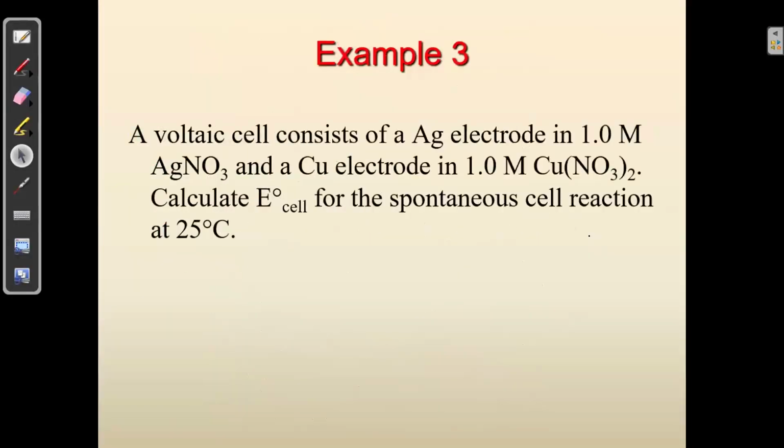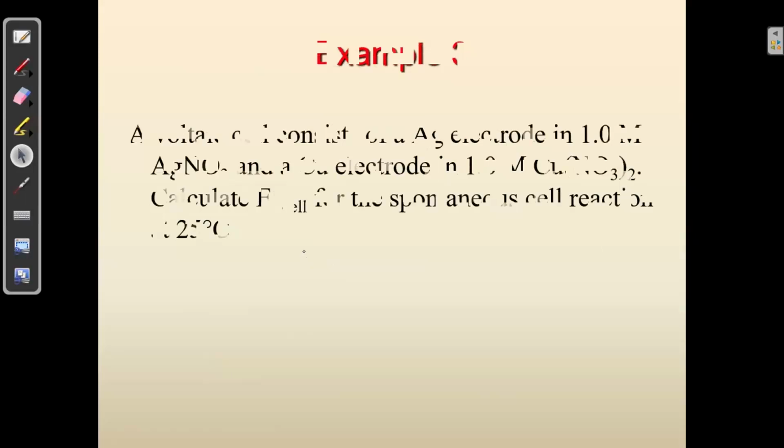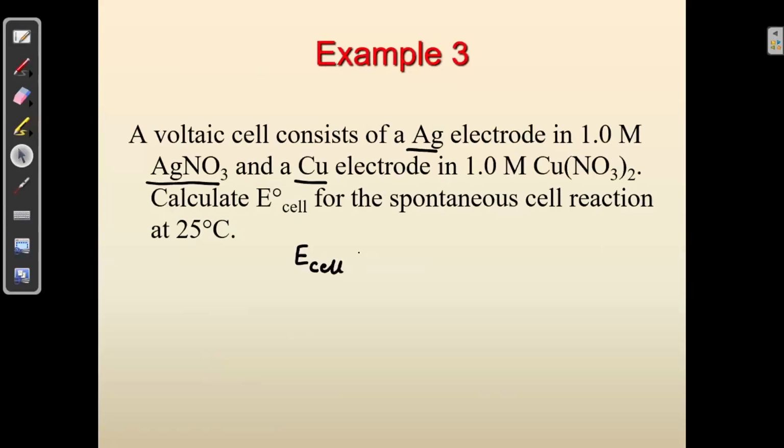You can solve one small numerical here. What will happen if we have a silver electrode dipped in 0.1 molar silver nitrate and a copper electrode? First we have to find the E cell, which is asked here. The formula is E cathode minus E anode: reduction potential value at cathode minus reduction potential value at anode.